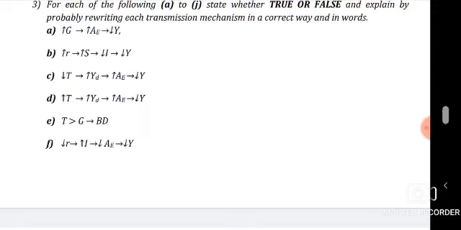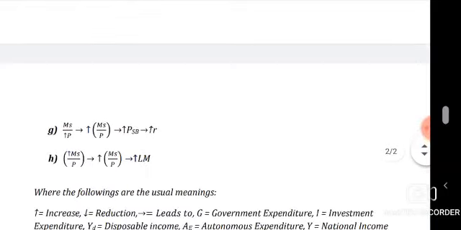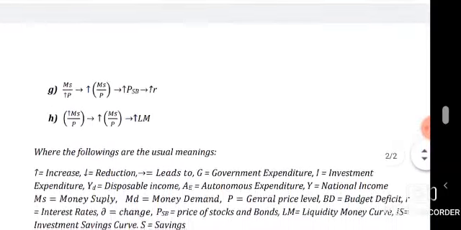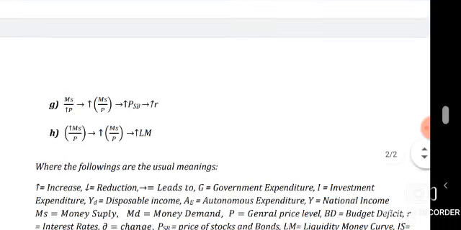economy. Well, let's start with 3A. Government expenditure increases. They're saying state whether true or false. So we just want to answer true or false here. If government expenditure increases, does that mean autonomous expenditure will also increase? They've given us a key below for what AE stands for. Just in case you're doubting, look for AE there: autonomous expenditure.